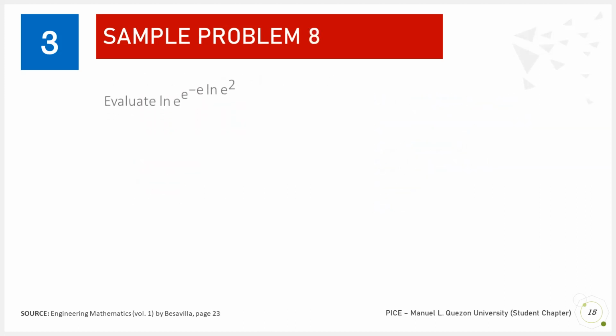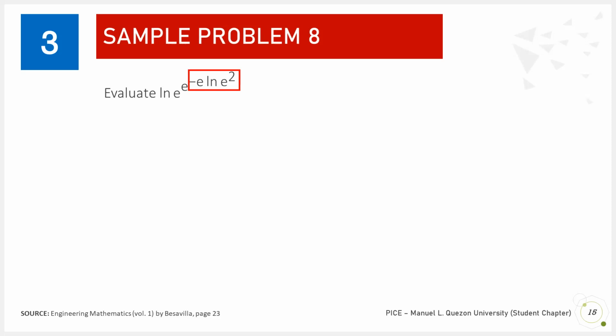For sample problem number 8, we are tasked to evaluate this particular expression. So medyo complicated, but you have to take note na dapat tignan natin yung pinakamataas na exponent. Actually, ang pinakamataas na exponent is yung 2 doon sa e squared. Kaya lang, masyado na siyang komplikado kapag doon tayo mag-uumpisa. So we start here with negative e multiplied by the natural logarithm of e squared, yung nakabox na red.